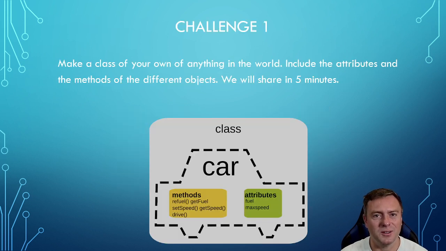So the first challenge I want you to do is think of anything in the world and name the attributes and methods of that object. And then we'll share back with some of the others. So for example, I've got a car there. So a car has the attributes that it has fuel and a max speed. And then it has the methods of refueling, get the fuel, set the speed, get the speed, and then also drive. There's obviously more things that you could put in. So you could do turning. The whole list that comes out with these methods can be huge. Right? So to have a play, think of a real world object and come back.